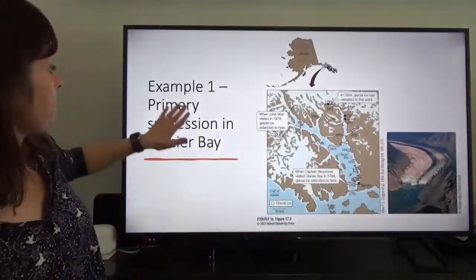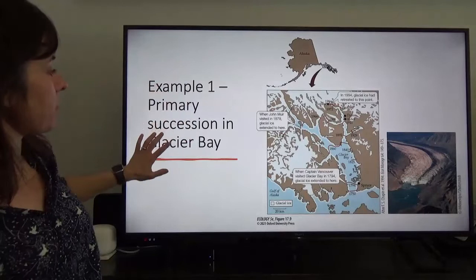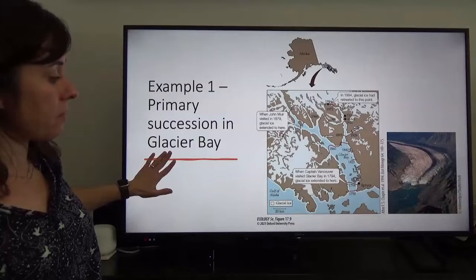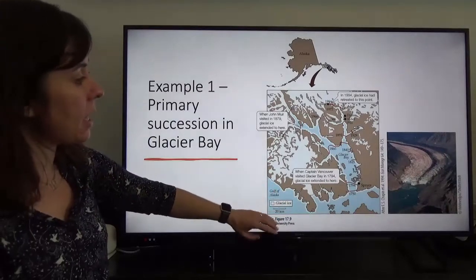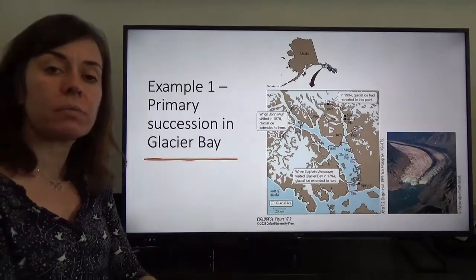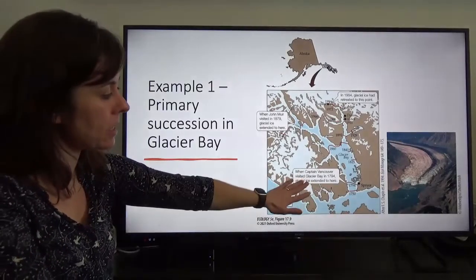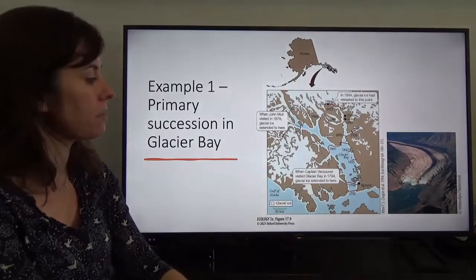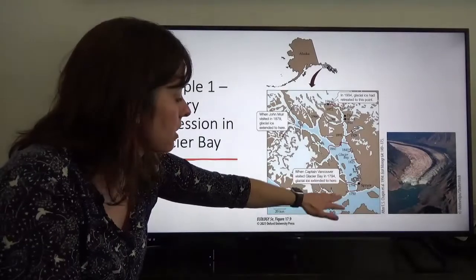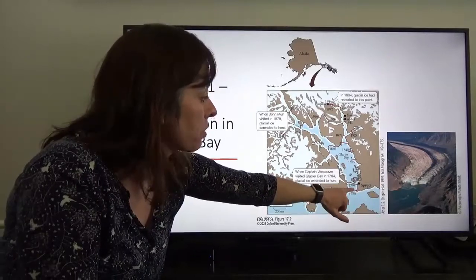Okay, so I'm going to give you three examples from your text. The first example is primary succession in Glacier Bay in Alaska. Here we have the Gulf of Alaska, and what this map is showing us is the historic retreat of the glaciers. Way back in the late 1700s, the early explorer Captain Vancouver visited Glacier Bay in 1794, and the glacial ice extended all the way to the mouth of Glacier Bay here.